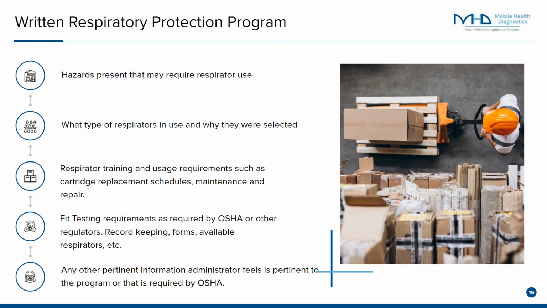Fit testing requirements should be included as required by OSHA or other regulators, along with record keeping forms and available respirators. For any respirators available to employees, keeping the instruction manuals is also a good thing to include in that written protection program. And then any other pertinent information the fit testing program administrator feels is pertinent to the program, or that is required by OSHA.